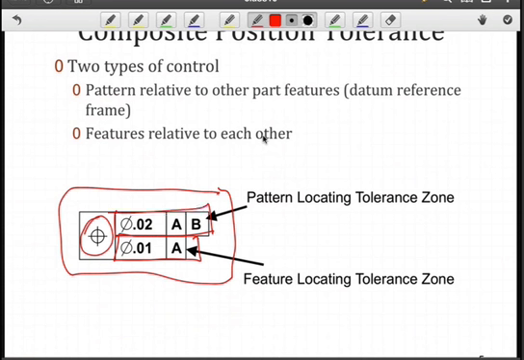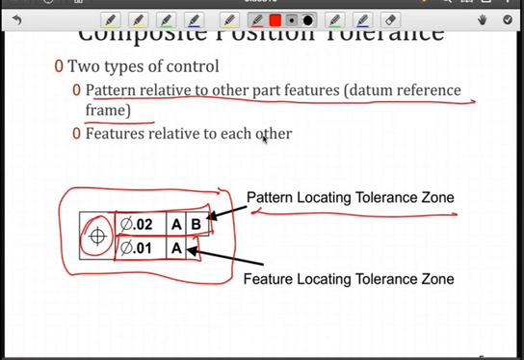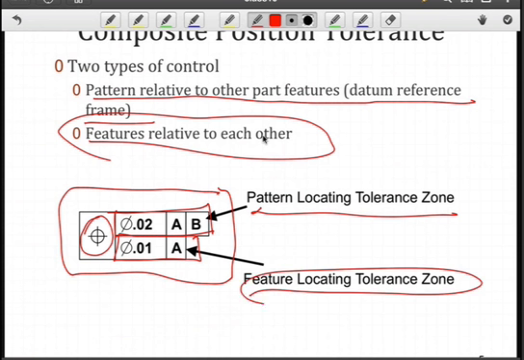Now the first one, what we call the pattern locating tolerance zone, that is the top, and that's what we just described in the previous slide. That talks about the pattern relative to other part features, in this case datums A and B. And then we have another way of constraining the location of features relative to each other, and that we call the feature locating tolerance zone. Note that the value in terms of the tolerance zone size is strictly less than the size of the tolerance zone for the pattern itself.